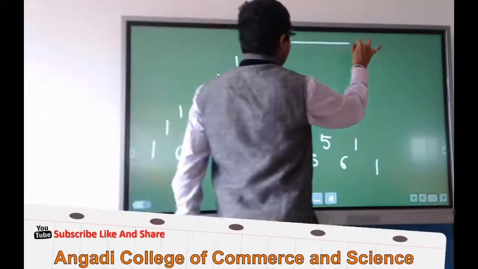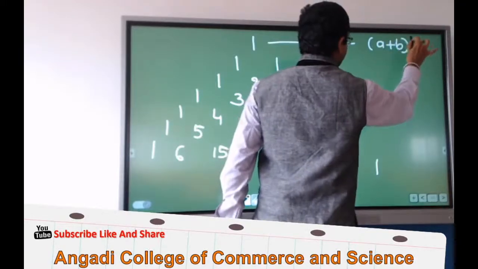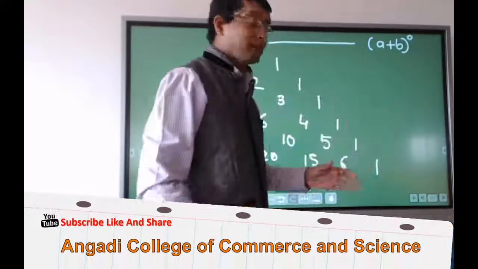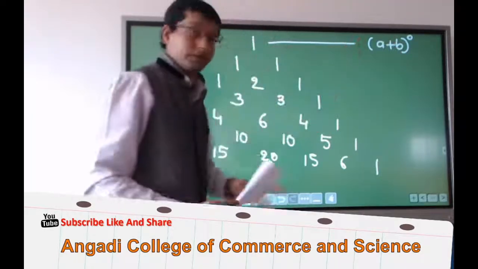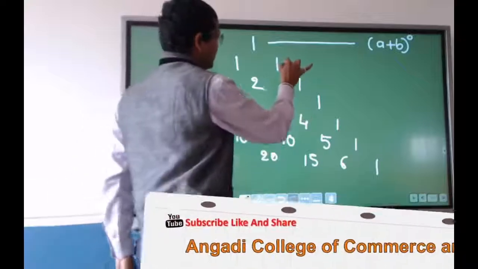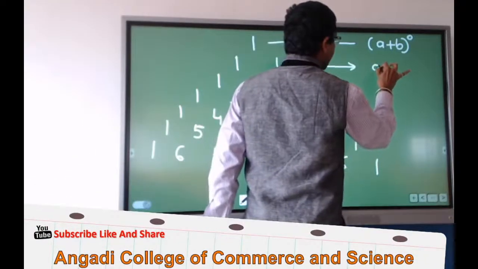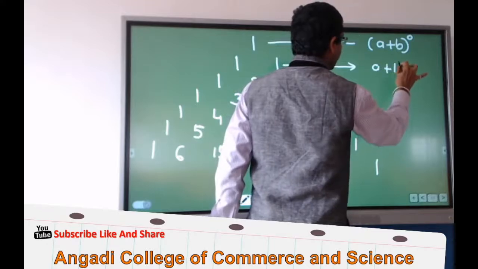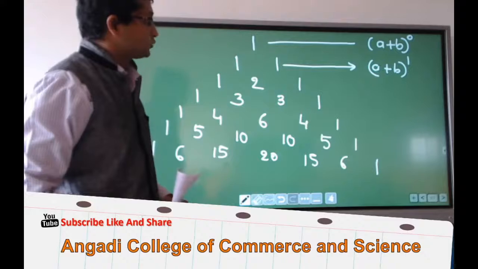So here it is (a plus b) raised to 0. So a plus b will be some number, raised to 0 means we get a 1. Okay. Further, this will be our (a plus b) raised to 1. (a plus b) raised to 1.